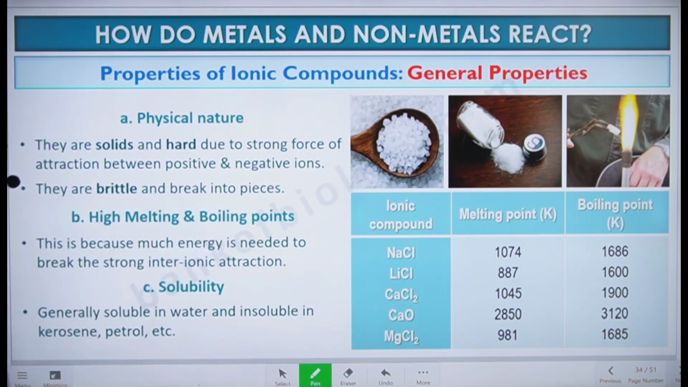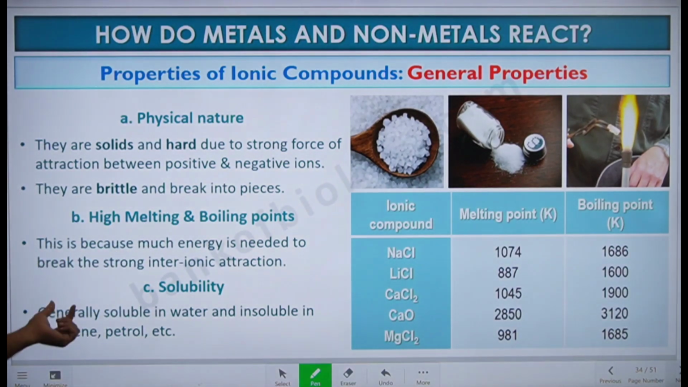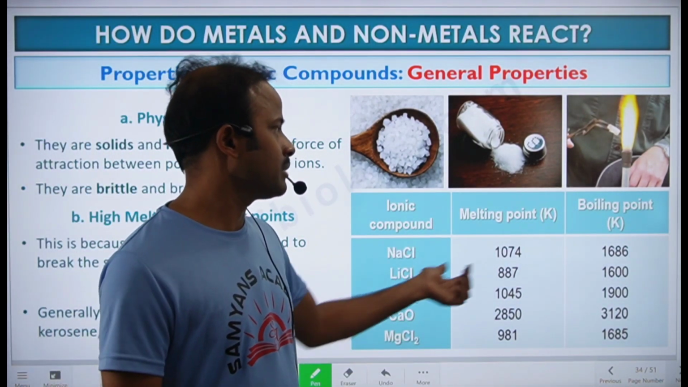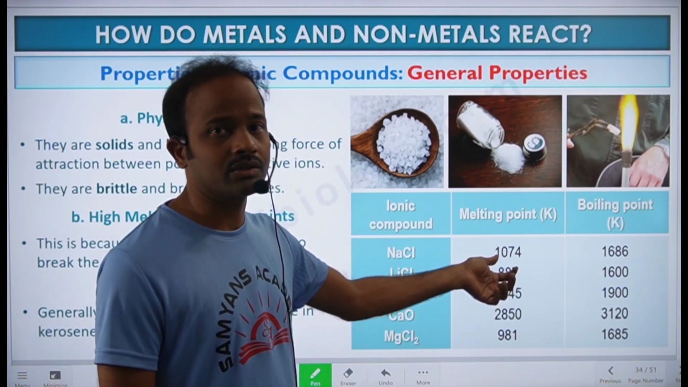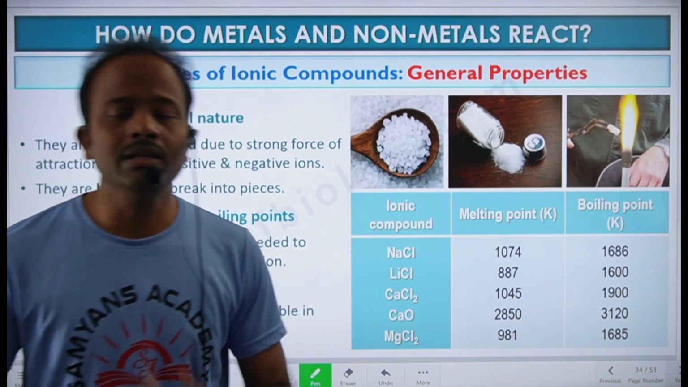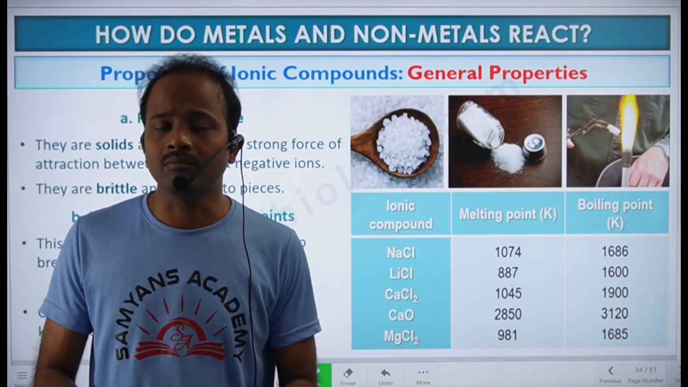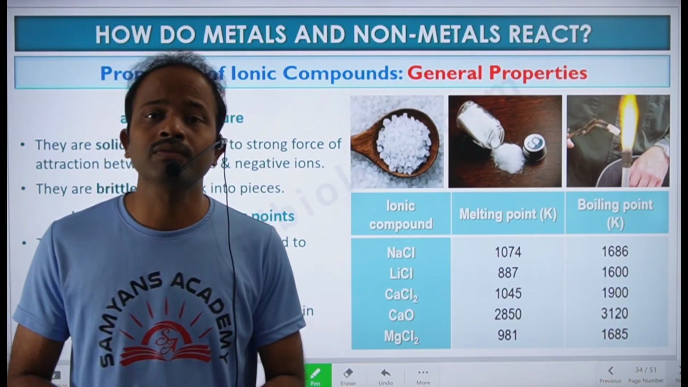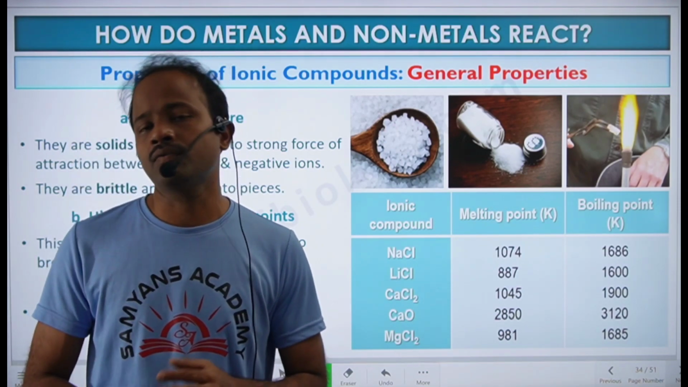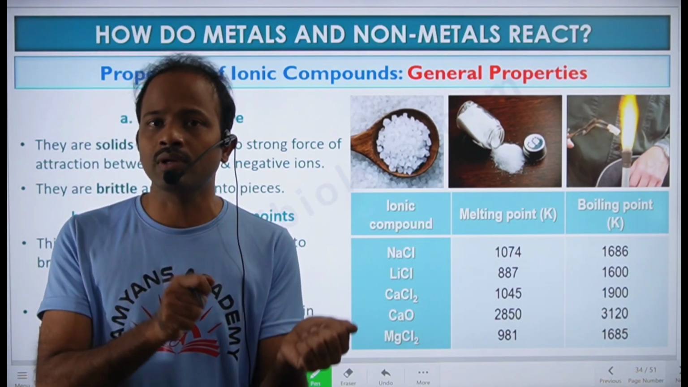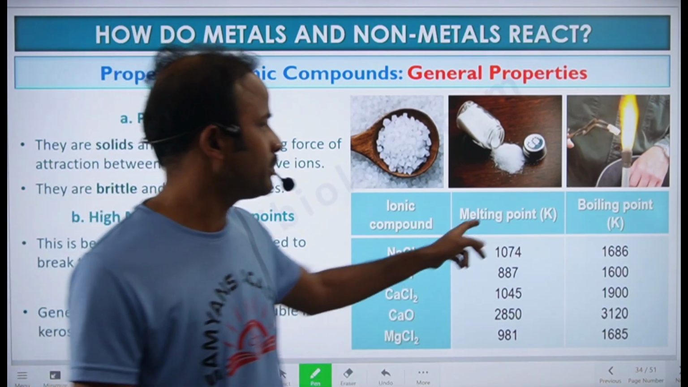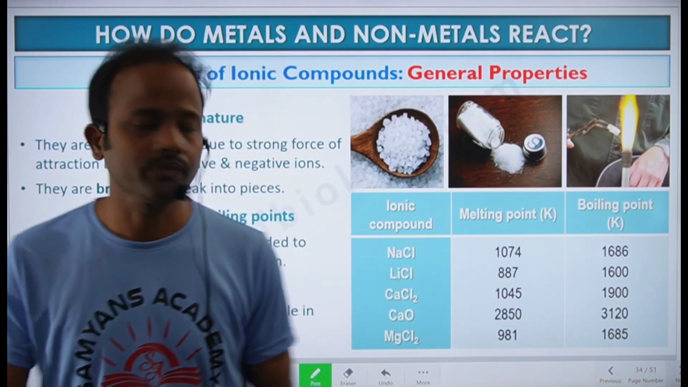They have high melting and boiling points, because much energy is required to break the strong interionic attractions. Sodium chloride has a melting point of 1074 kelvin and a boiling point of 1686 kelvin. Why do these compounds show high melting and boiling points? Because of strong interionic attraction forces. To break the bond between sodium plus and chlorine minus, we require more energy, so the melting and boiling points are high, right?